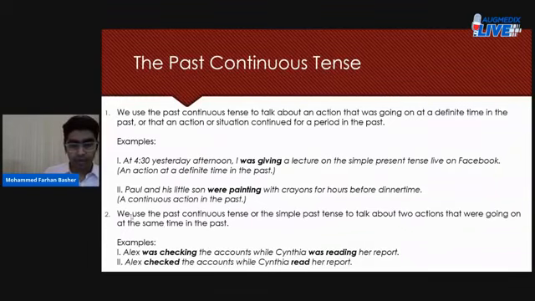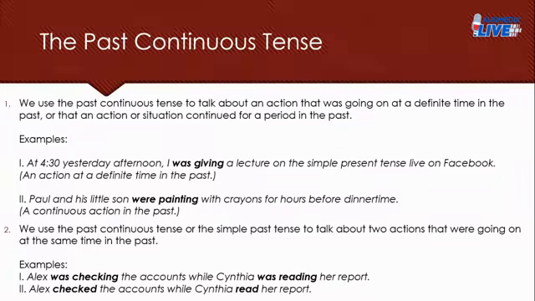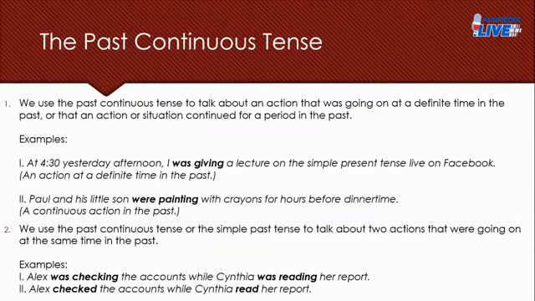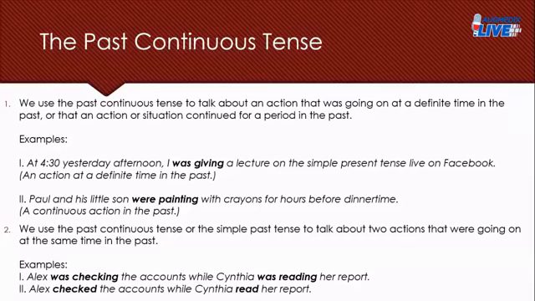Number one, we use the past continuous tense to talk about an action that was going on at a definite time in the past, or that an action or situation continued for a period in the past, right? Be observant. So you want to talk of a past event that took place continuously, or that was taking place continuously until, of course, another following time, right?